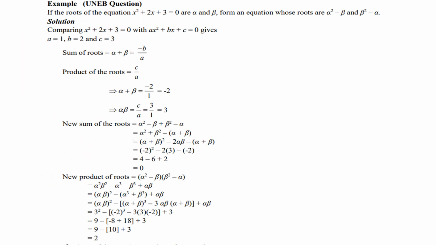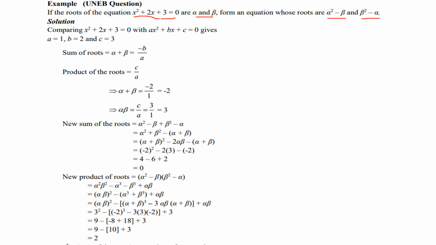Here we are going to be going through UNEB questions one by one, but since I've already introduced the concept, I'm just going to be very quick and we just barrel through as a revision. So in UNEB this year, you are given that if the roots of the equation x squared plus 2x plus 3 is equal to 0 are alpha and beta, form an equation whose roots are alpha squared minus beta and also beta squared minus alpha. So we're going to approach that.